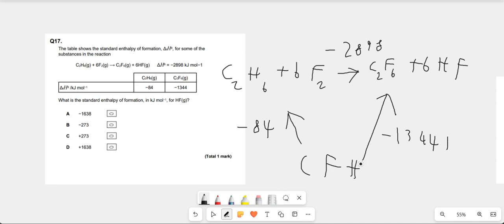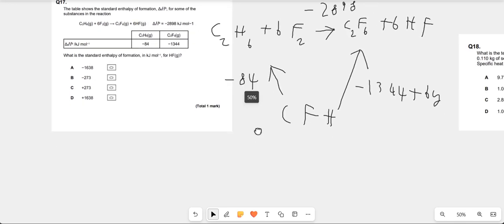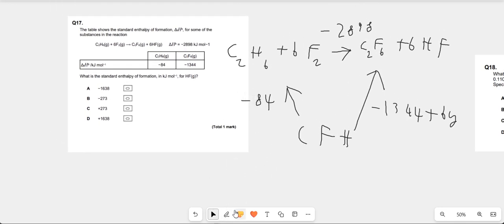And now again, what I can say here is that going from C, F, H to this, from there to there, is the same as going from there up here where my mouse is. So here to here, and then from here to here. Does that make sense? So I can just equate it: minus 84 minus 2898 is equal to minus 1344 plus 6y, and then just find y.